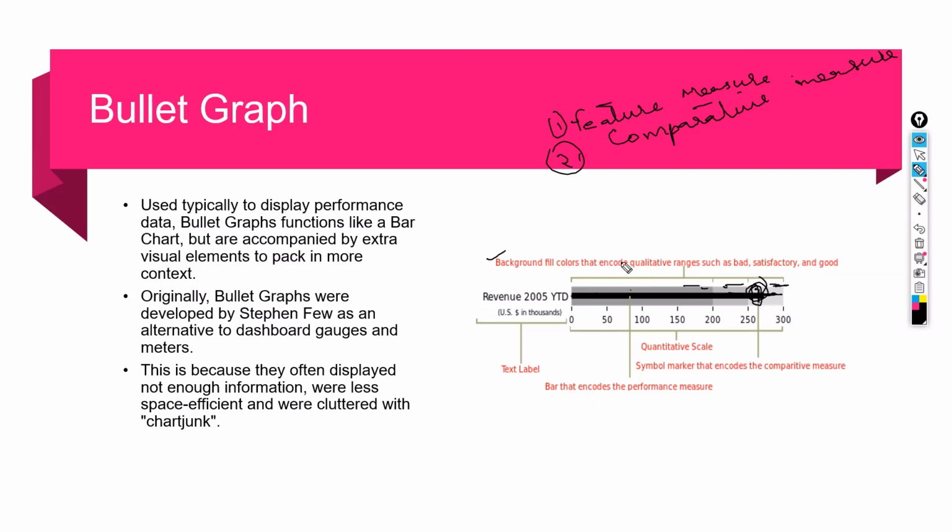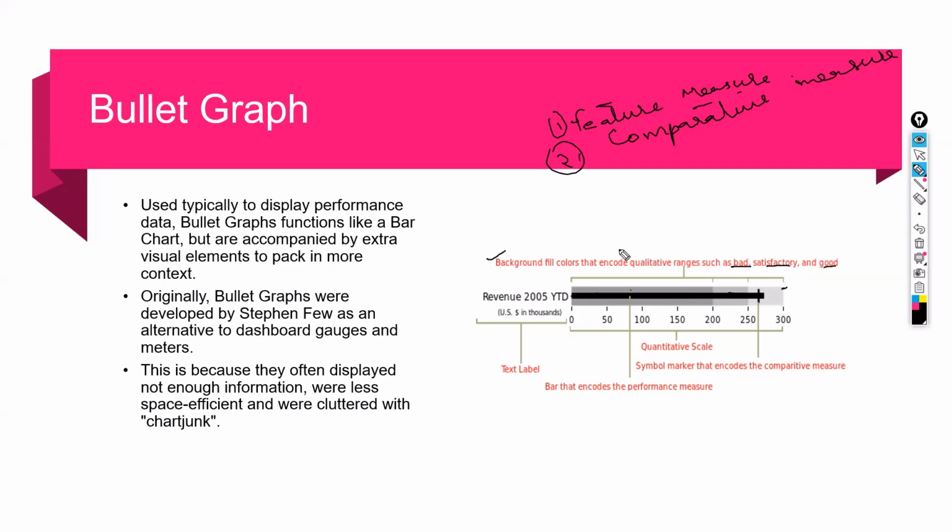You can see here background fill colors that encode qualitative ranges such as bad, satisfactory, and good. This is bad, this is satisfactory, and this is good, right? Bad, satisfactory, good. These are what these colors mean. Now, when using bullet graphs, it's ideal to keep the maximum number of ranges to five. Five is the maximum range that you should keep.